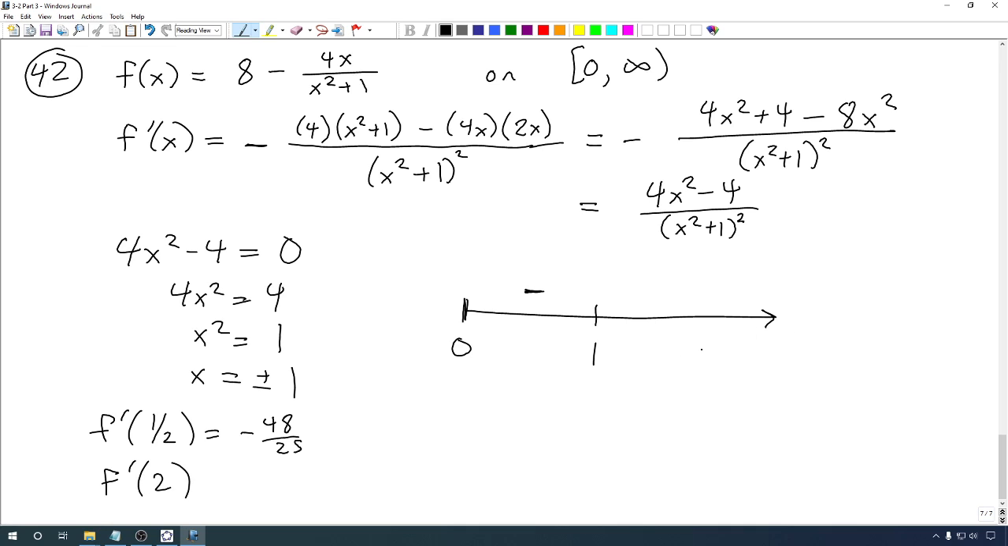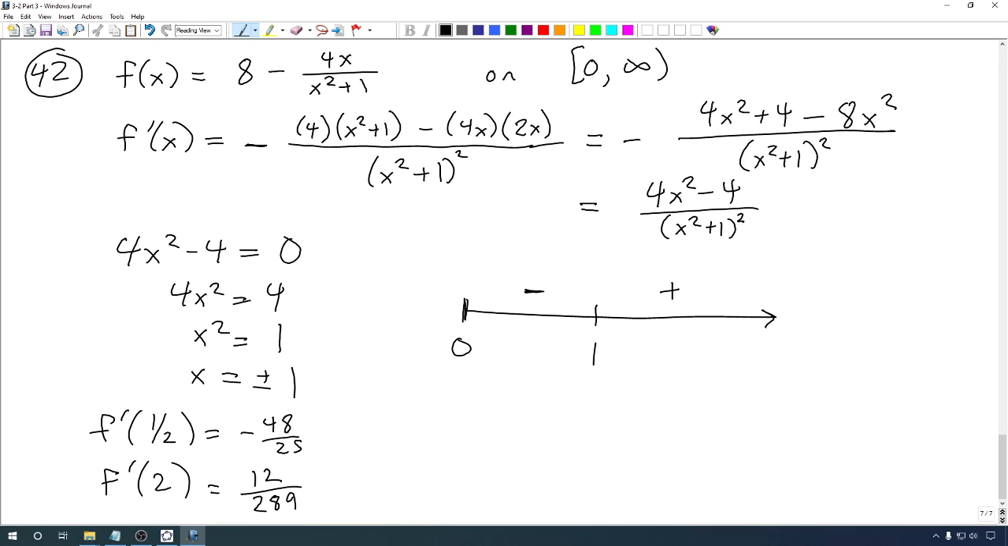From 1 to infinity, I'll go ahead and pick 2. Again, plug that in, and without getting into everything, I got 12 over 289. Of course, the point here is that it's a positive number, not what the value actually is.